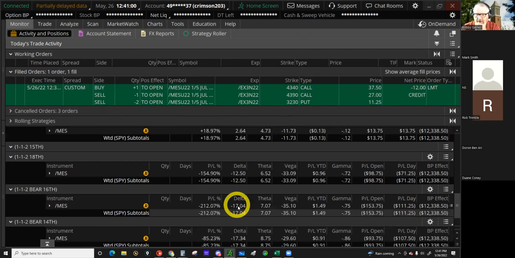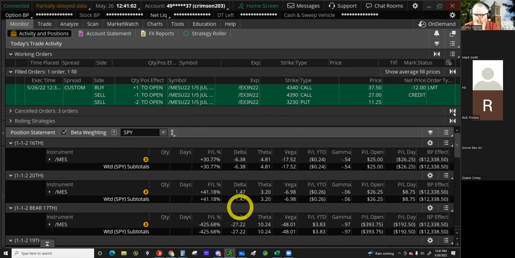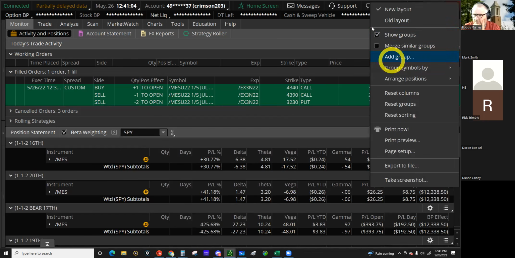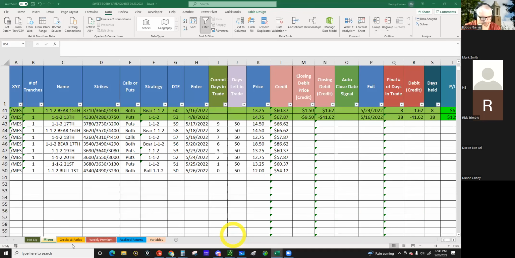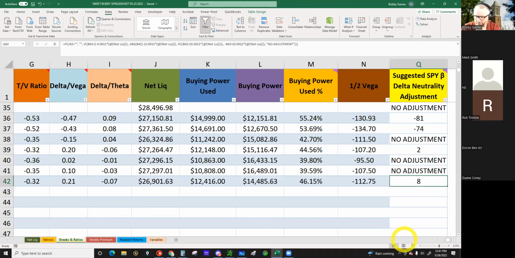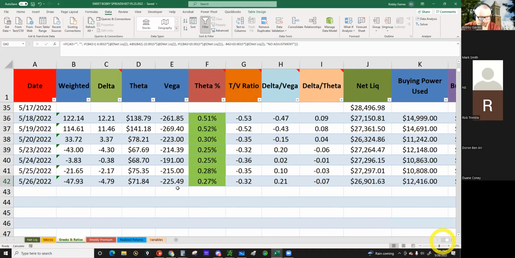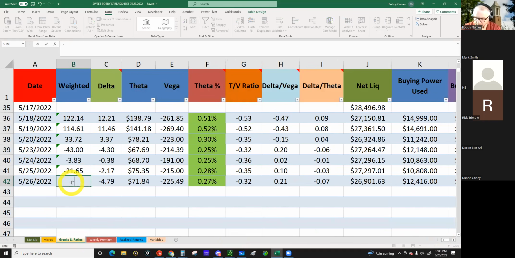Now, keep in mind, let's see what our deltas are now. That should have helped our delta some. Depends on how the markets have moved. But now our deltas are negative 60.93. What were we before? Let's see. Negative 60.93. It said we needed a delta adjustment of 8. Unbelievable. Our deltas are even more negative.